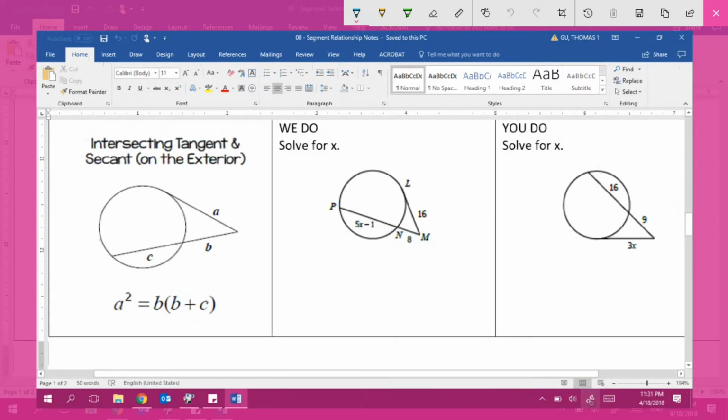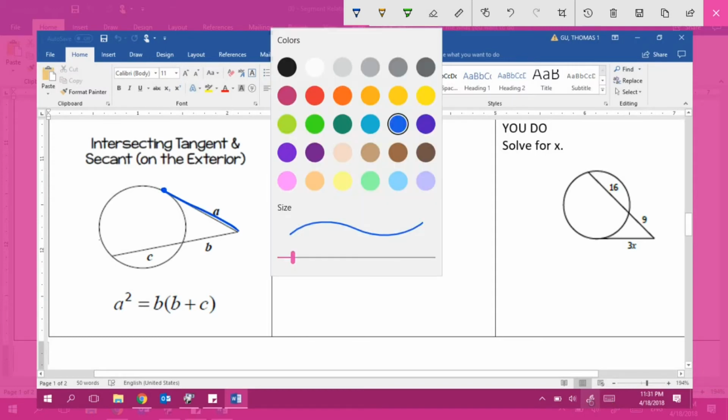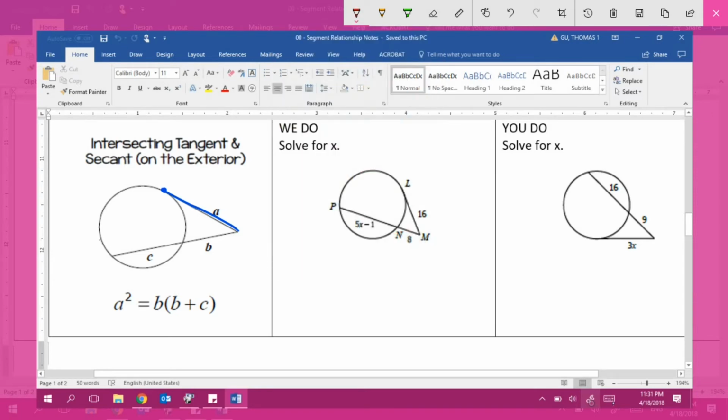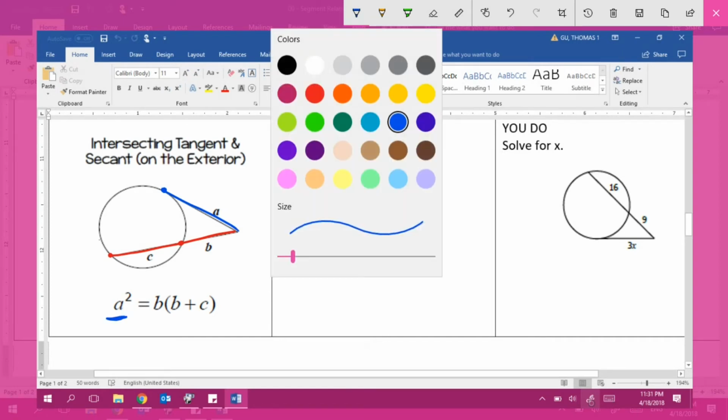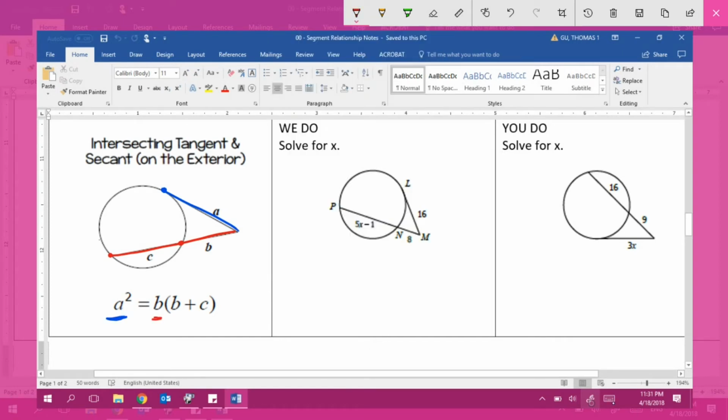And finally, we have an intersecting tangent and a secant. You see right here, A, that is a tangent because it's only intersecting at one point on the circle. But then this other line, the secant right here, is intersecting at 2 points. All right? And now the rule right here is we're going to take that tangent, A, we're going to square it, and that's going to equal the outside portion, B, times B + C.